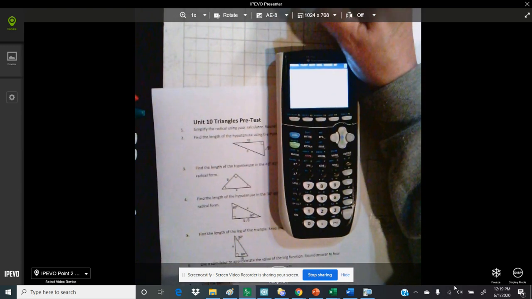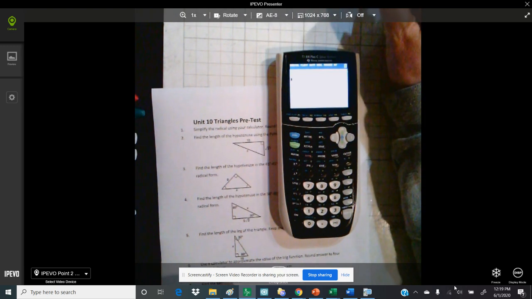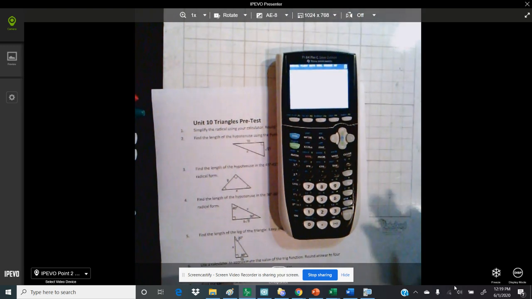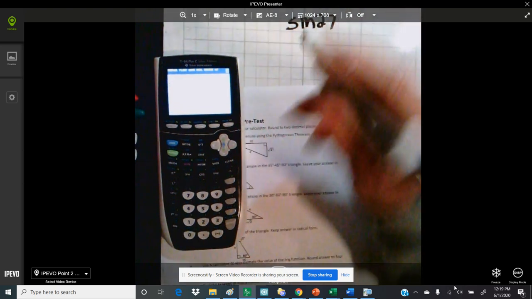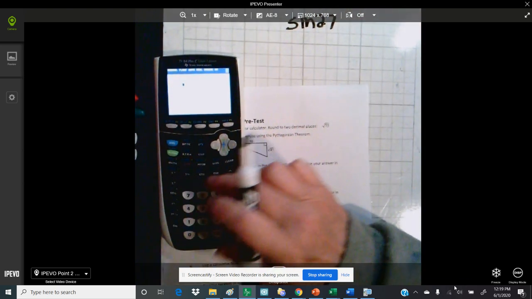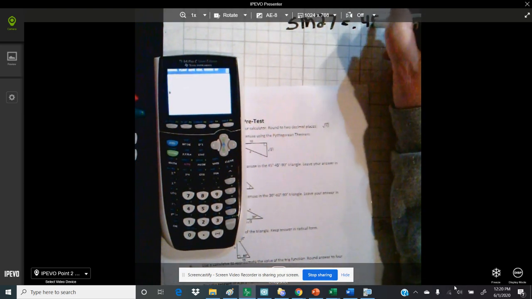So the tangent of 15 degrees is 0.2679 if they want you to round to 4 decimal places. And the sine of 27 degrees, again, you're just going to use the sine button, 27, and hit enter, and it's going to be 0.45.